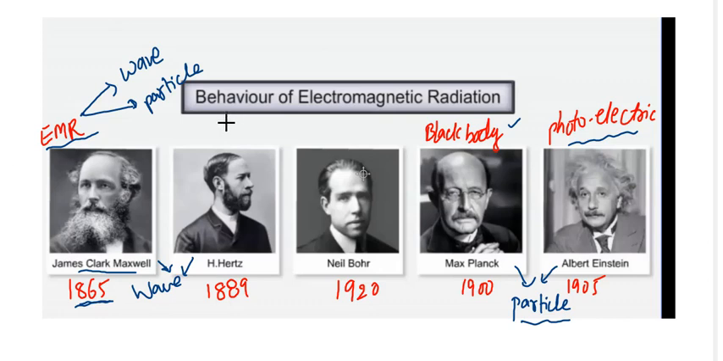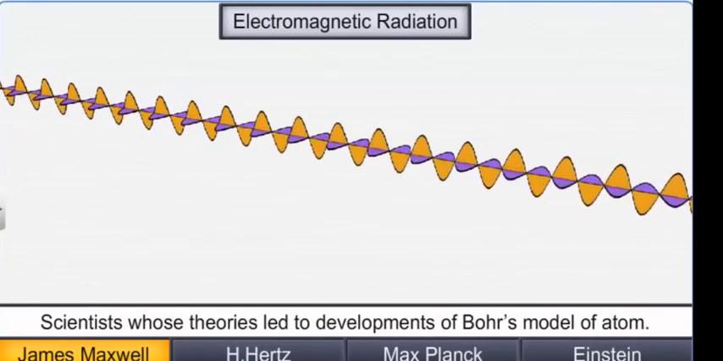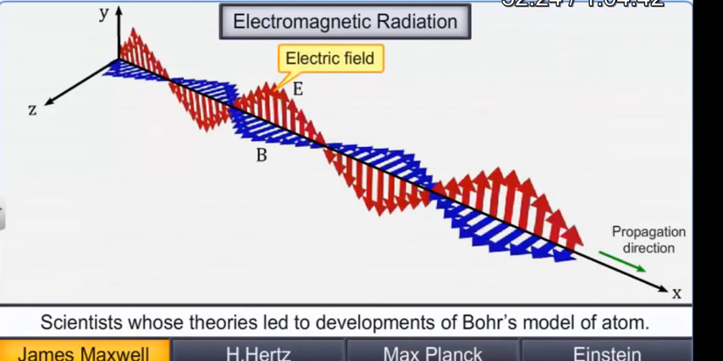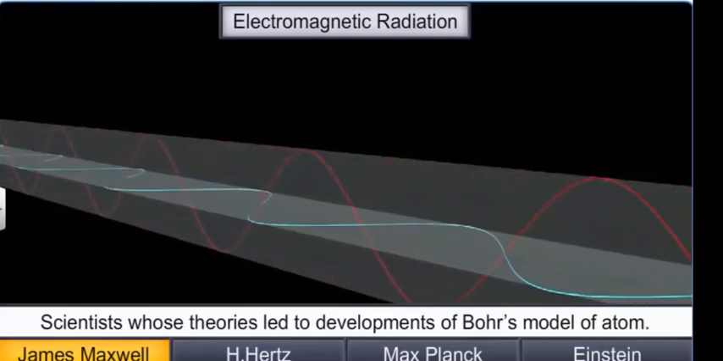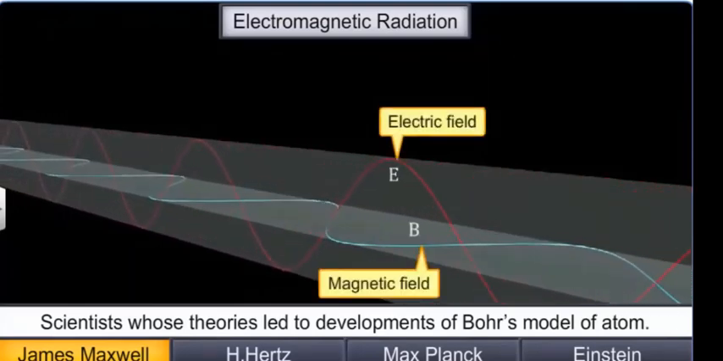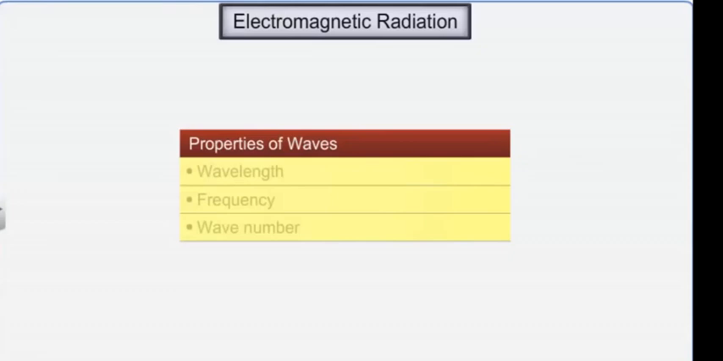Electromagnetic radiation has two fields, electric field and magnetic field. You can see here the red one is electric field, the blue one is magnetic field. Each one is perpendicular. As well, the propagation, the movement is in another direction, x-axis, y-axis and z-axis, right? So this electromagnetic radiation, some properties are there.